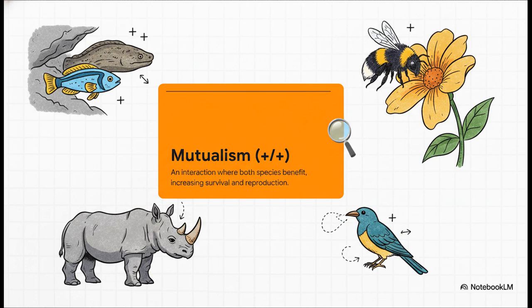Contrast predation with our third category, mutualism. This is a beautiful plus-plus interaction. It's where both interacting species actively boost each other's chances of survival and reproduction. Just like our tiny cleaner wrasse and that giant moray eel from earlier, both partners walk away from the interaction way better off than when they started.